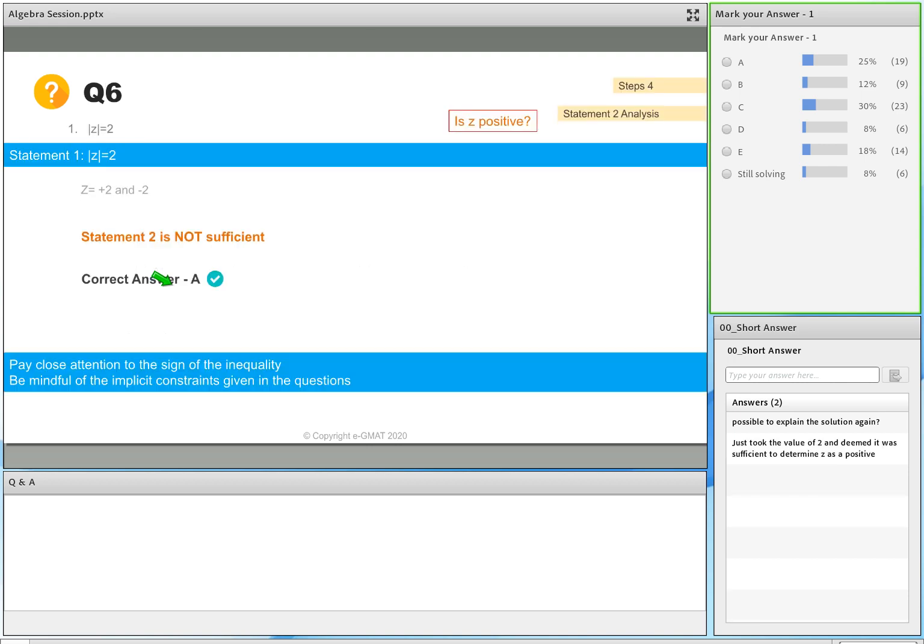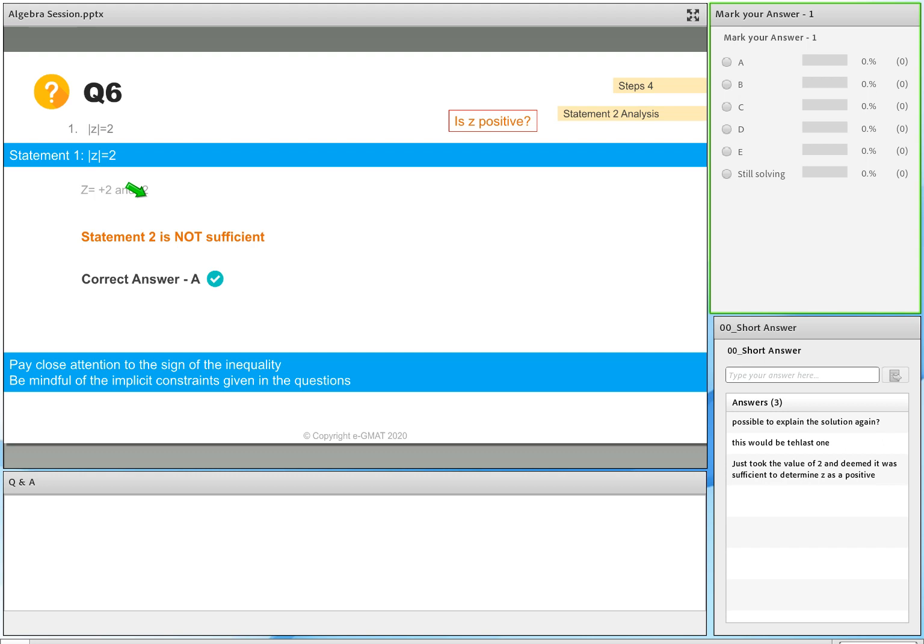Okay, just took the value of 2 and deemed it was sufficient to determine z as positive. So you didn't even think that it was also minus 2. Just rejected that outright. Okay.